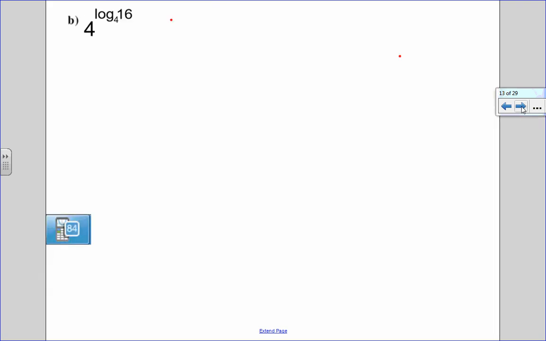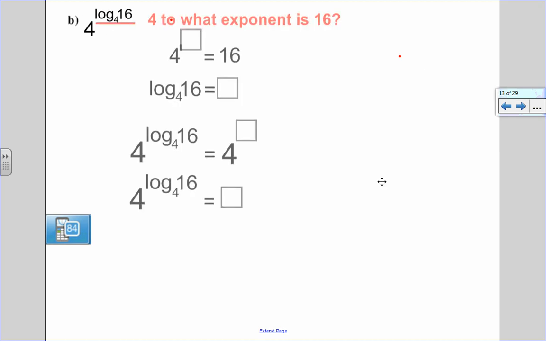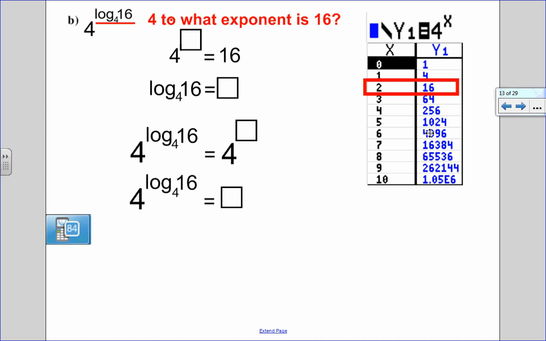Okay, for this one here, so 4 to the exponent of log base 4 of 16. So what I'm going to do is focus on my exponent and then simplify from there. So log base 4 of 16, I'm going to ask myself, 4 to what exponent gives me 16? If you don't know what that is, you can always go to your calculator. There's my powers of 4, and I know that 4 squared is 16. So that means that log base 4 of 16 is 2.